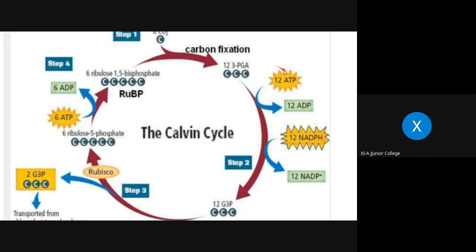Understood? Then this PGA is reduced to PGAL with the utilization of ATP and NADPH, which are produced during light reaction. So that's why these are shown like this. As there are 12 molecules, how many ATP are required? 12 ATP here, isn't it? These 6 molecules, after splitting, got converted into 3-carbon compounds. That means 12 molecules are produced.